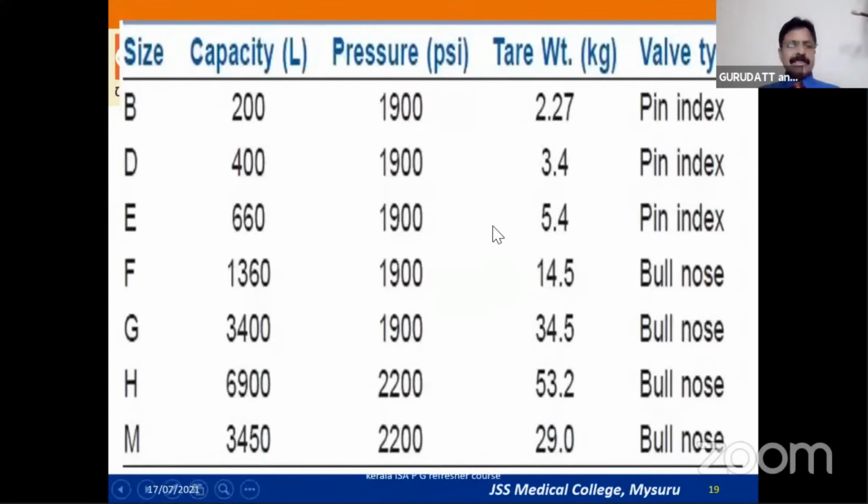These cylinders are usually sized based on alphabets, from B to M, according to the quantity inside the cylinder. The D and G cylinders are the ones we usually mount directly onto the yoke assembly of the anesthesia workstation. Why D and G only is because they have the pin index safety system, which I am going to explain later. Another thing I was talking about is the tare weight. For the most commonly used D-type cylinder, the tare weight is about 5.4 kgs. So you should also know this particular thing.